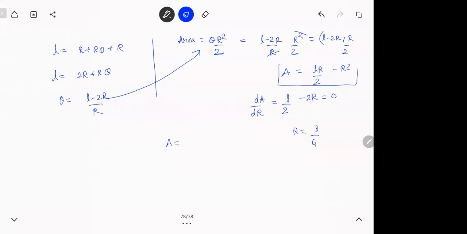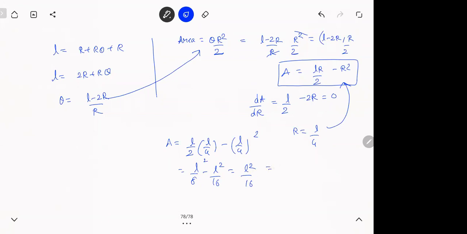So what is the area here? Area is this. Take this L by 4 and substitute here. So L by 2, r is L by 4, minus L by 4 whole square. This is L square by 8 minus L square by 16, which is L square by 16 only. But how much is the length? Length is given as 20 centimeters in the question. So this is 20 into 20 by 16. 4 5s are 20, so the area is 25 centimeters square. Hope this was clear.